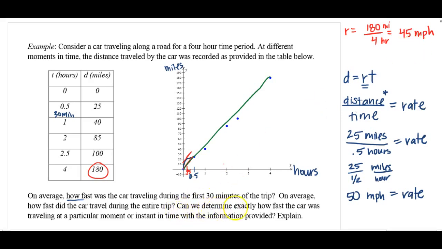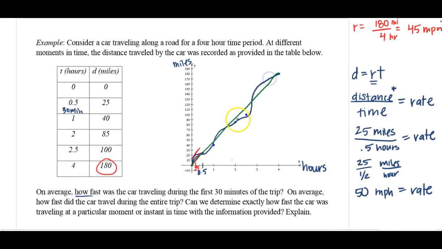So can we determine exactly how fast the car was traveling at a particular moment or instant in time with the information provided? The answer there is no, because I can't fill in the dots. I don't know exactly what's happening in between each of those times. So in between each of these moments in time I've collected information, I might be doing something weird like that.